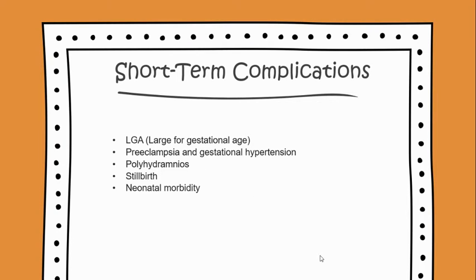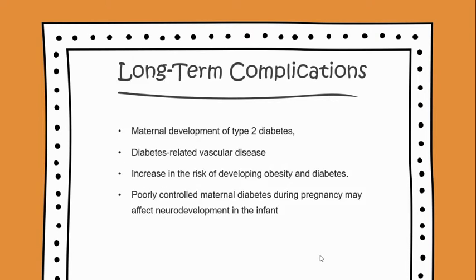Short-term complications of GDM are LGA, preeclampsia and gestational hypertension, polyhydramnios, stillbirths, neonatal morbidity. Long-term complications include maternal development of type 2 diabetes, diabetes-related vascular disease, increase in the risk of developing obesity and diabetes, and lastly, poorly controlled maternal diabetes during pregnancy may affect neural development in the infant.